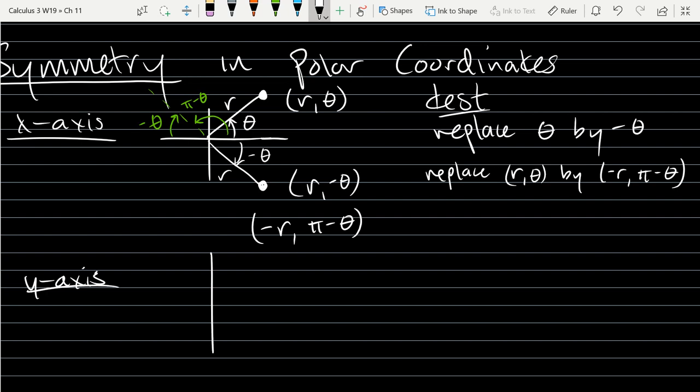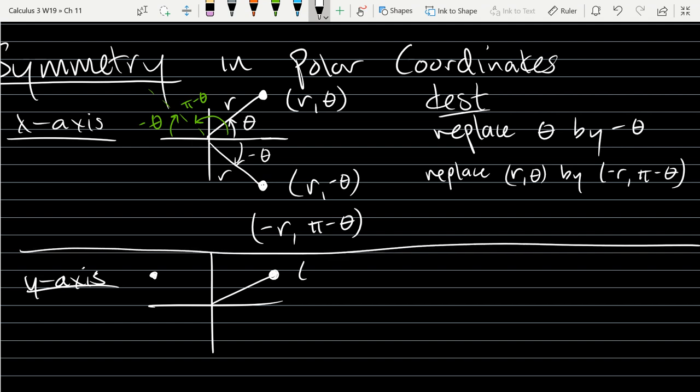So if we look for y-axis symmetry, the graph is kind of similar, but this time we're going across the y-axis. So our original point is going to still be r theta. If we keep the same r, what theta do we need over here? Pi minus theta. We kind of did it last example. You're going to go over pi and then come back theta, so we're going to have pi minus theta as our angle here.